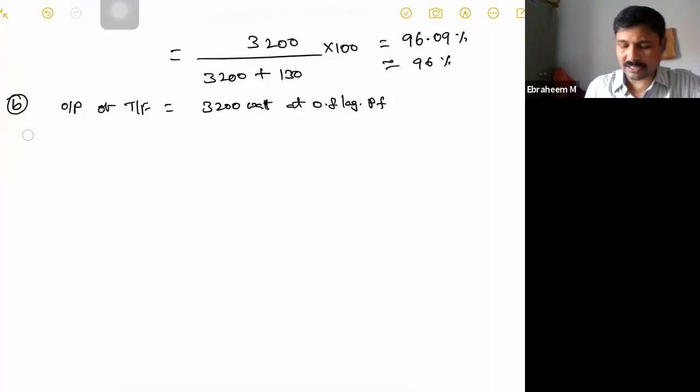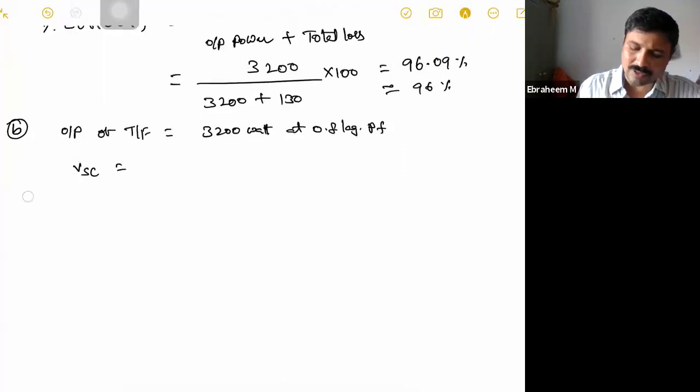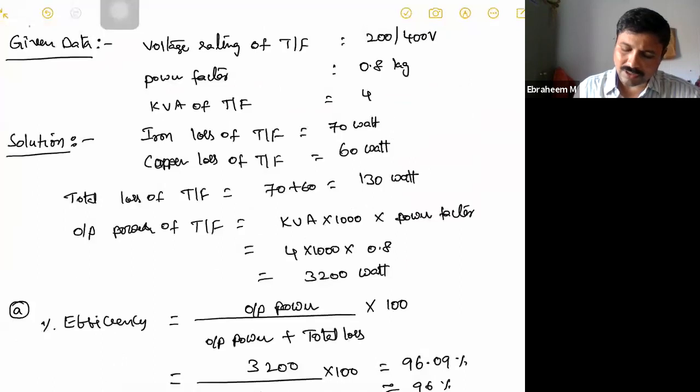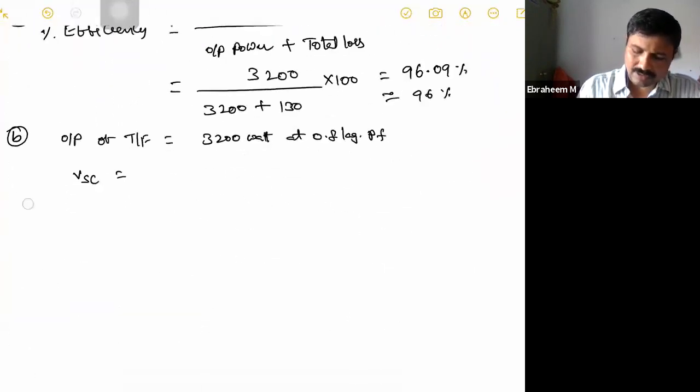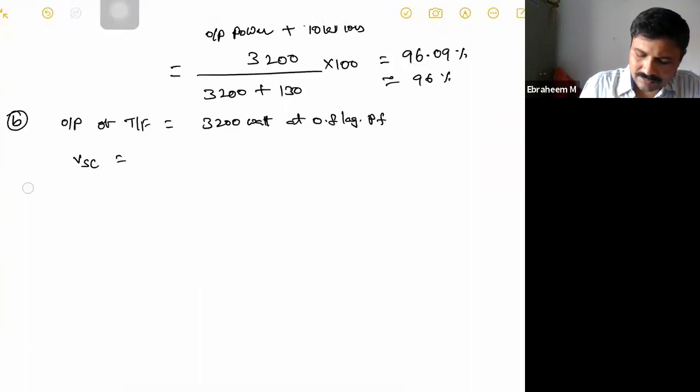Now from the acid test, let us calculate certain things. From the acid test, we are given VSC. What is the voltage given? We got 20 volts in the acid test. Current is 10 amperes. VSC is equal to 20 volts. The short circuit voltage, it is called.